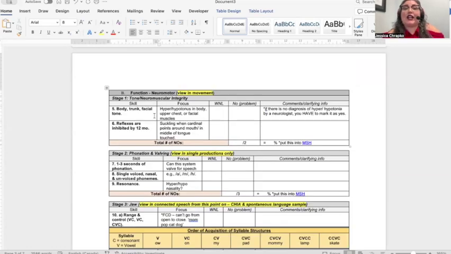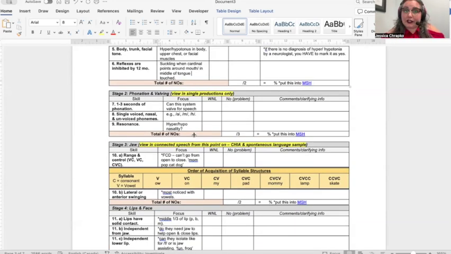Next, I'm looking at their tone, their muscle tone in their body and face. I can only signify that this is a problem if a diagnosis has already been made. If there's no formal diagnosis, I have to say it's within normal limits, but I can make comments here. For example, this might warrant further exploration. I also check to see if their reflexes are inhibited. For example, if you touch near their mouth, infants have a rooting reflex, and so they're going to try to get at your finger because they think it's food.